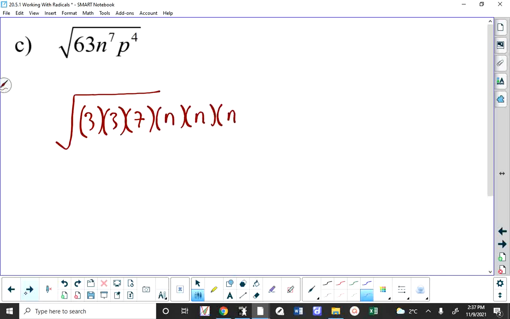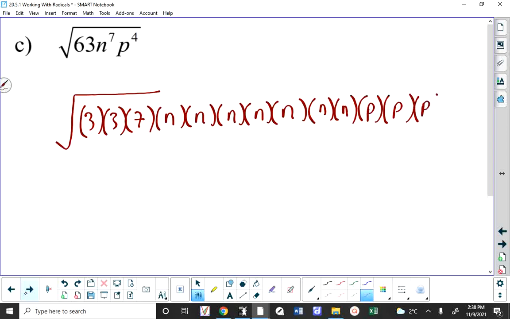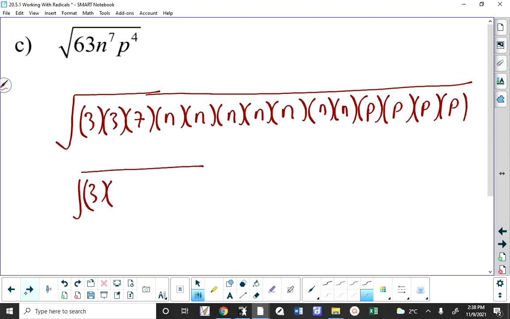Feel free to not write these out, but you know what's going to happen. 1, 2, 3, 4, I need 2 more. And then 4 p's. I hope you see that if you can come up with a shortcut, that's a lot better than having to write this each time. And I'm going to show you the shortcut now. We have 3 times 3 times 7. And I have n to the 7. So I have n squared, n squared, n squared, n to the 1.